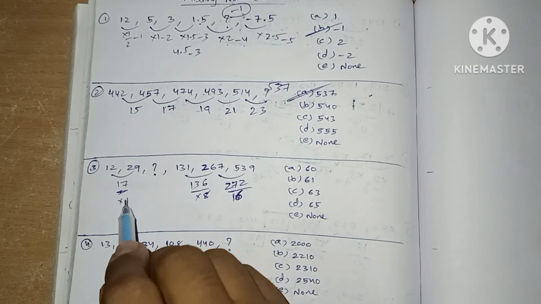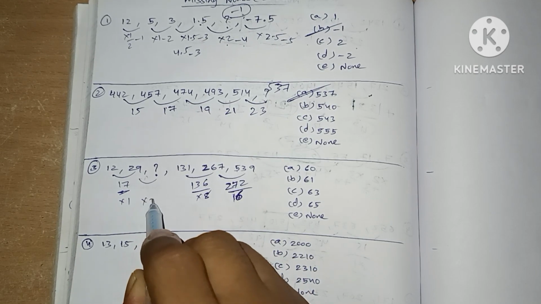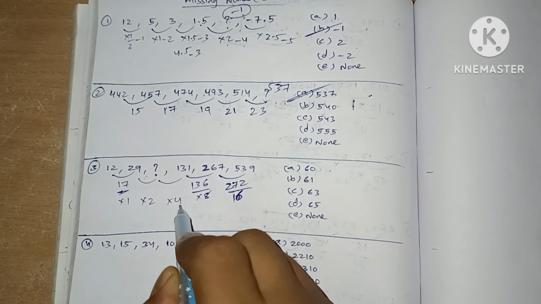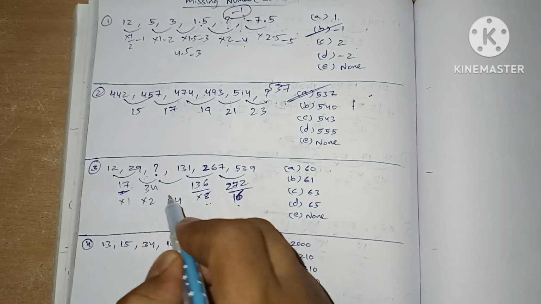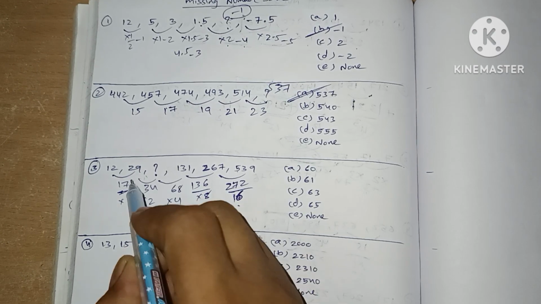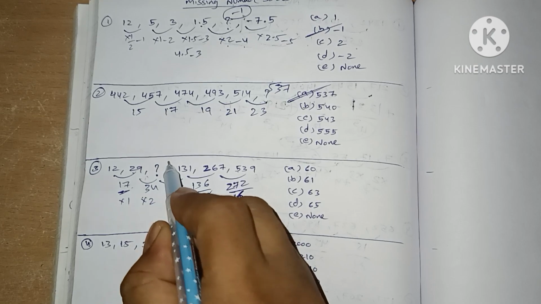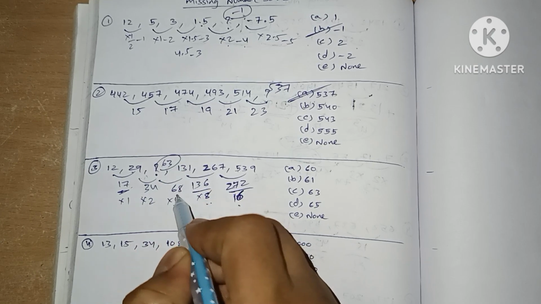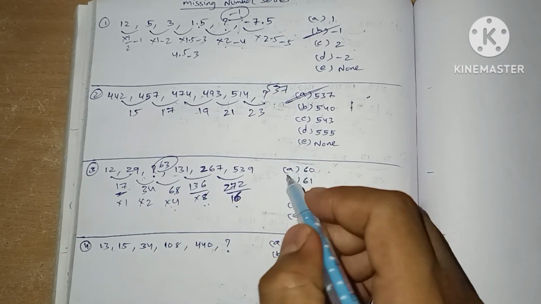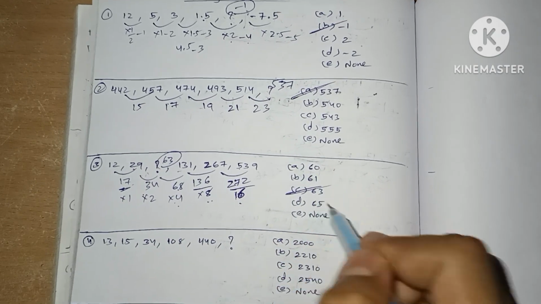So it must be into 2 times, it must be into 4 times. 4 becomes 8, 8 becomes 16. So 17 2 times 34, 17 4 times 68. So 29 plus 34 will be 63. 63 plus 68 will be 131. So answer will be 63, option C.